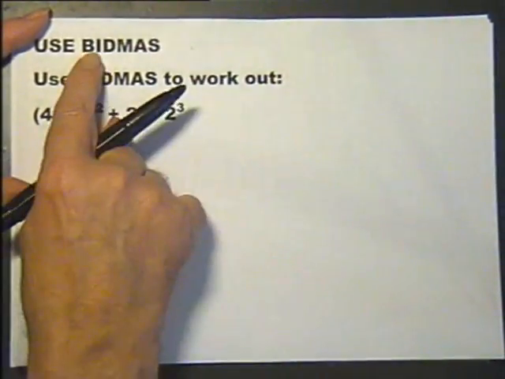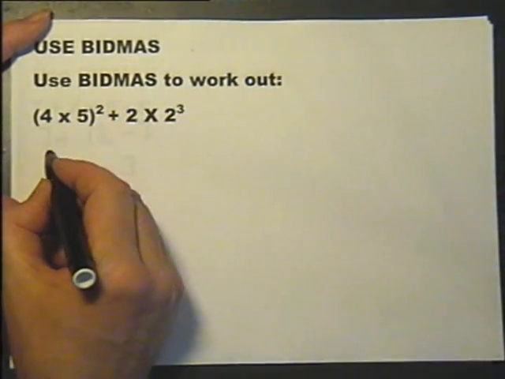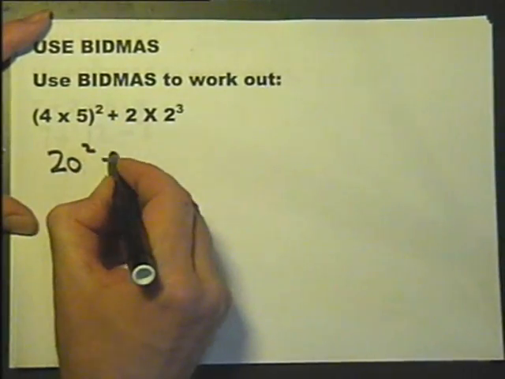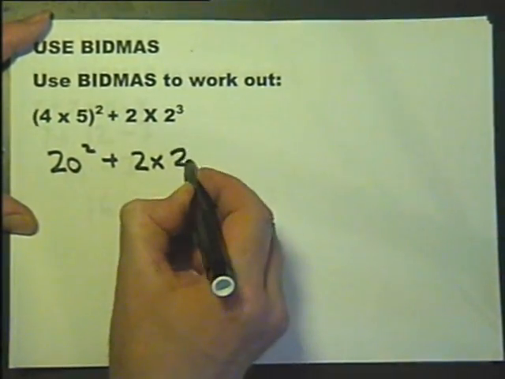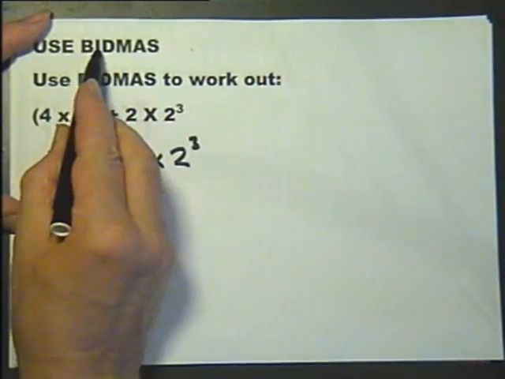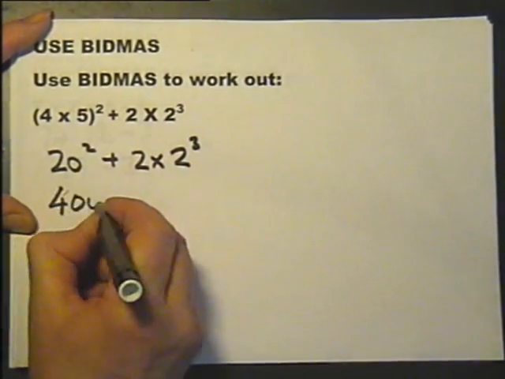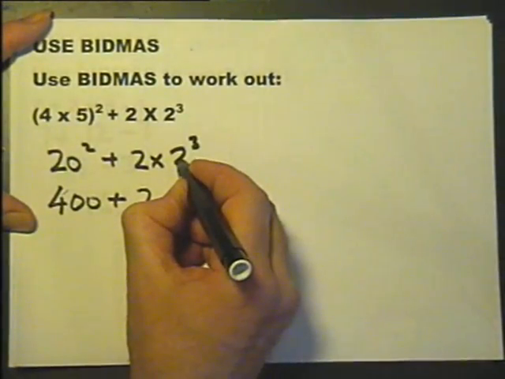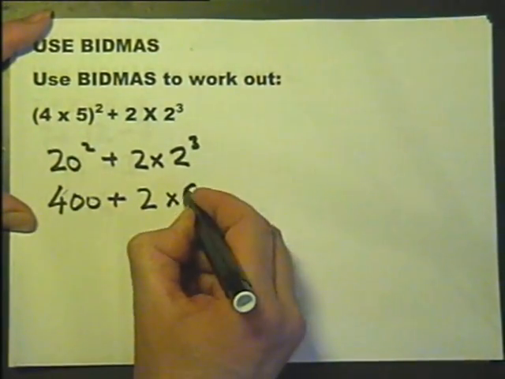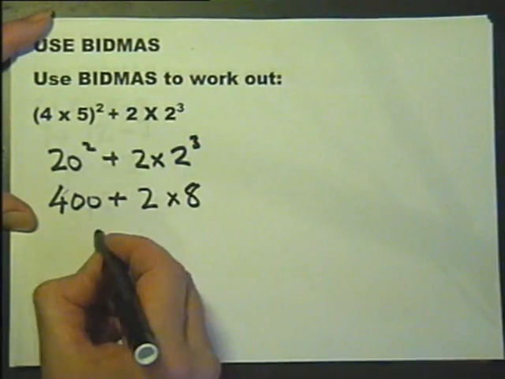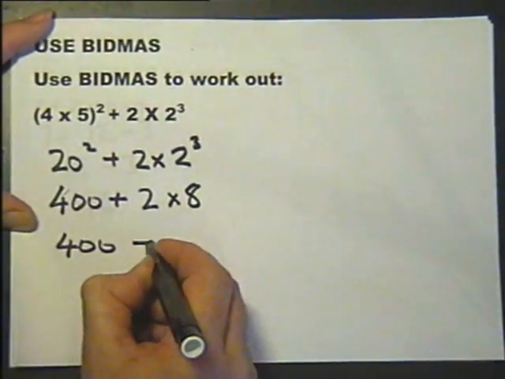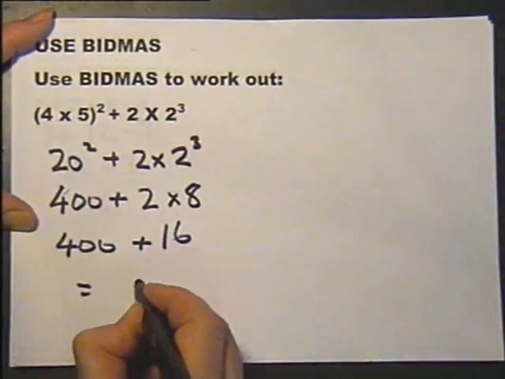So some brackets. Always do brackets first. So let's do the 4 times 5 to get 20. Now let's do the indices. So that's 20 squared, 20 twenties, and 2 cubed is 8. And then we'll do the multiplication, and then we'll do the addition at the end.